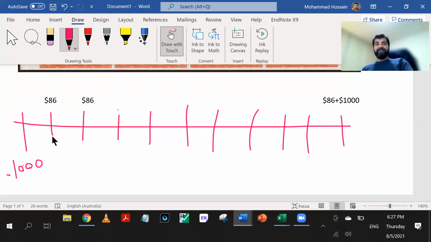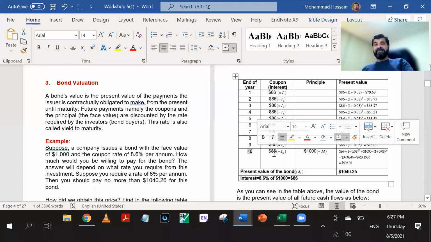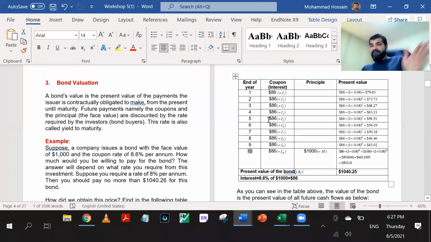So those are the years. This is the case you have, and that's what they're trying to say here. Year one, how much are you getting? 86. Year two, 86. Year three, 86. Every year getting 86. In the last year of the 10-year bond, you're getting 86 plus 1,000. That's what I'm getting from today through all the future.